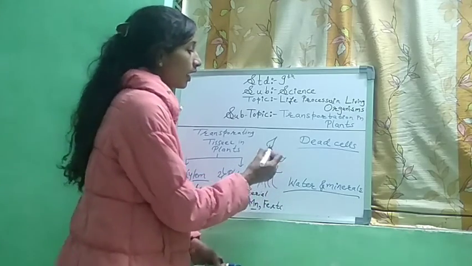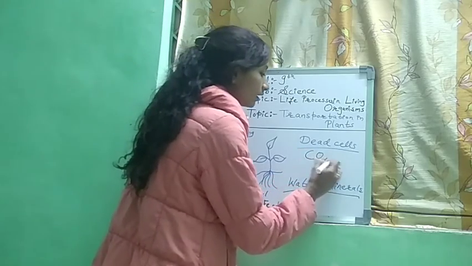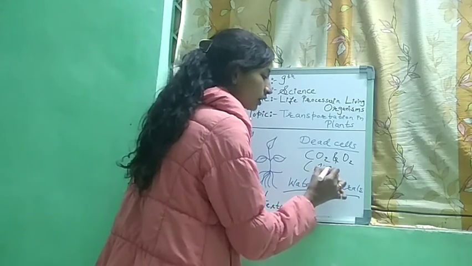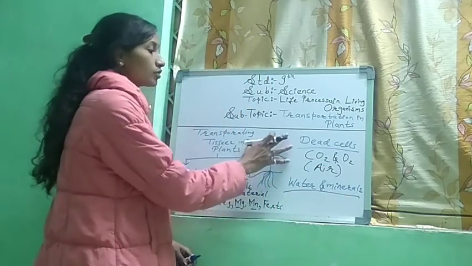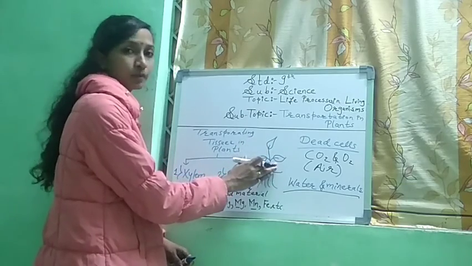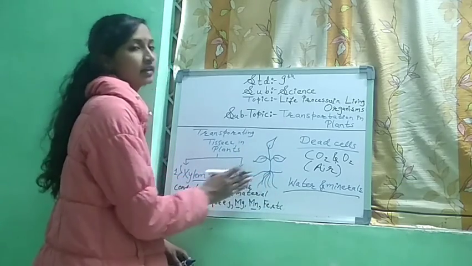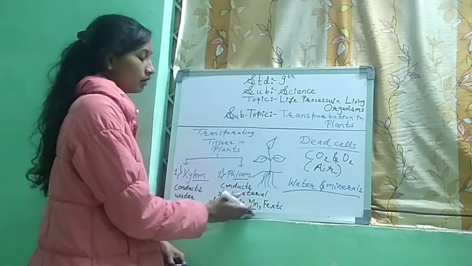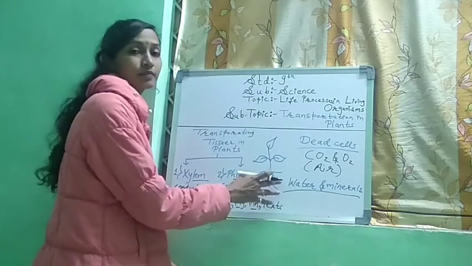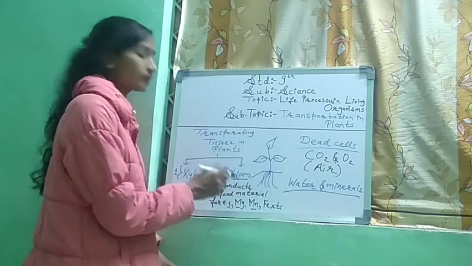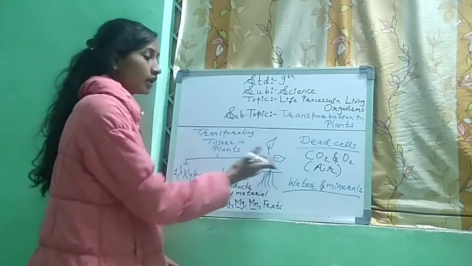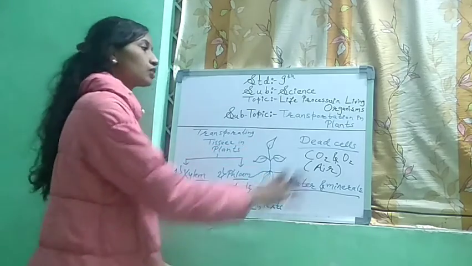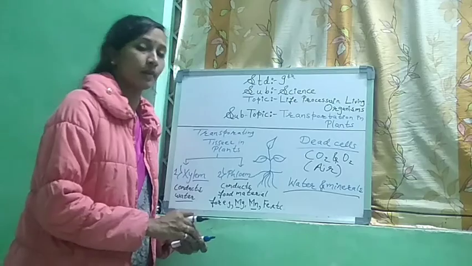As we know, besides carbon dioxide and oxygen, which are already present in the air, plants can directly take them from the air. But the minerals and water, some minerals like magnesium, manganese, iron, etc., will be absorbed from the soil, and the water required for the plant's survival will be conducted by the conducting tissue xylem. Okay, this was all about transportation in plants.